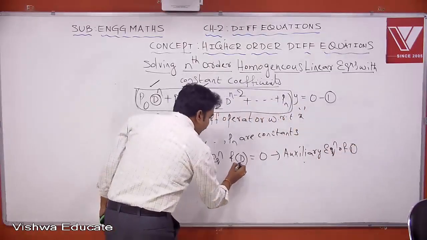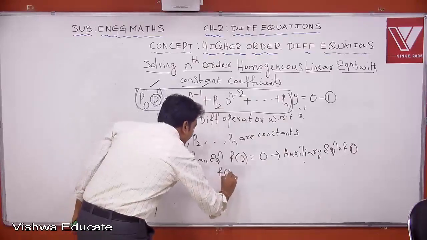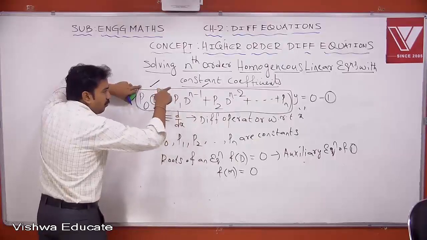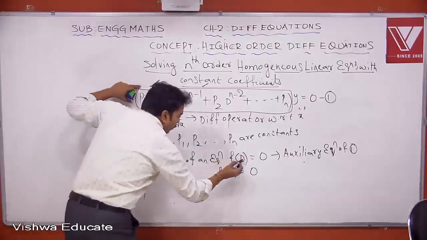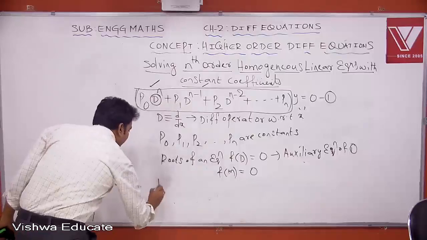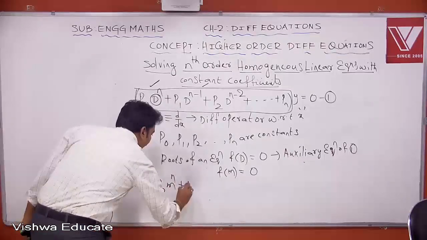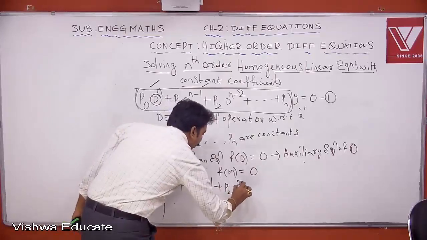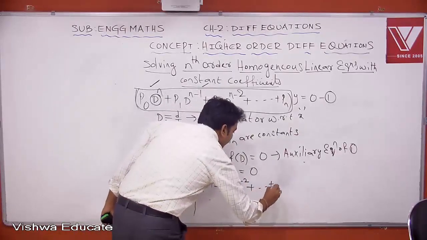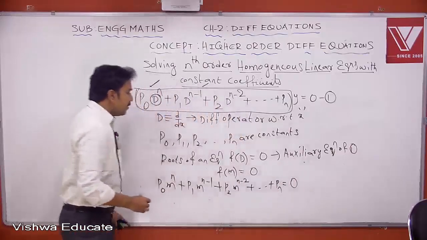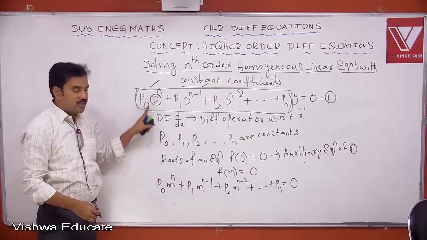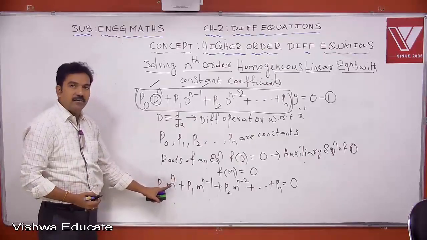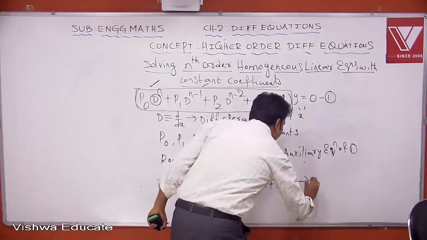If you have any confusion, replace D by some variable. So this is f of m equal to 0. But this part is f of D, the expression which is in the box. Now replace D by some variable m. Therefore this expression becomes p0 into m power n plus p1 into m power n minus 1 plus p2 into m power n minus 2 plus and so on plus Pn equal to 0. Basically this is called auxiliary equation, and mathematically this is a polynomial of degree n.